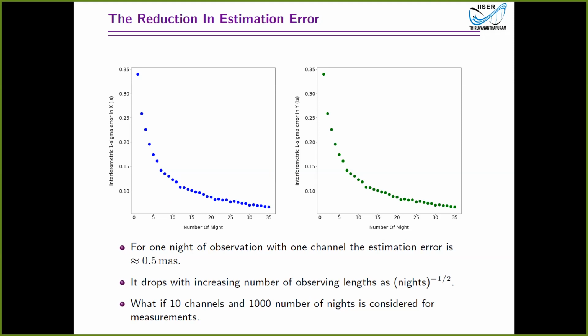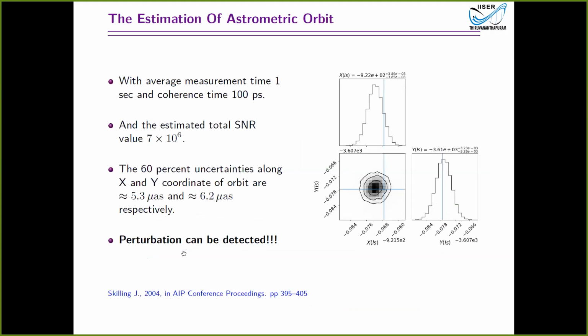So we take 10 channels and 1000 nights of observation, and we estimate the parameters, that means the astrometric orbit of x coordinate and y coordinate here, with a total SNR value of 7 times 10 to the power 6. We see that the x coordinate has been estimated with 5.3 microarcsecond, and the y coordinate with 6.2 microarcsecond. That means we can say that if there is a planet in an Earth-like orbit, we can detect the perturbation with this kind of setup.